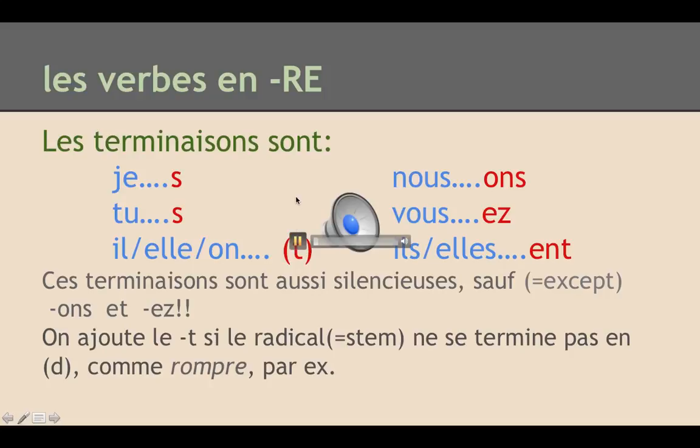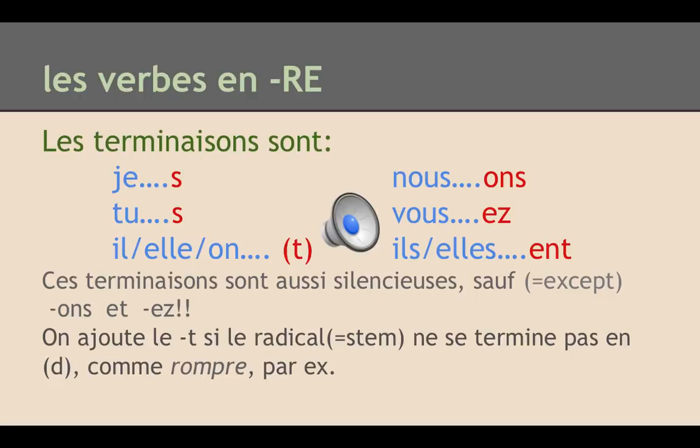RE verbs are very similar to ER verbs in the way they sound, but not in the way that they put their endings on. For je and tu, you add an S. For il and elle and on, or a person's name, you add a T, but not always, and that's why I put it in parentheses. If the infinitive, when you take the RE off, does not end in D, then you have to add a T, because D and T are phonetically the same point of articulation.